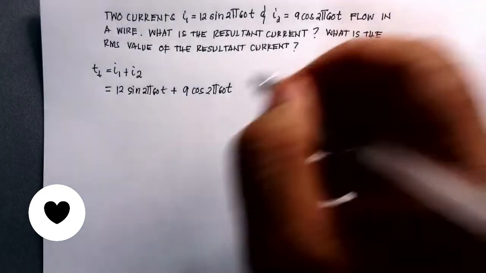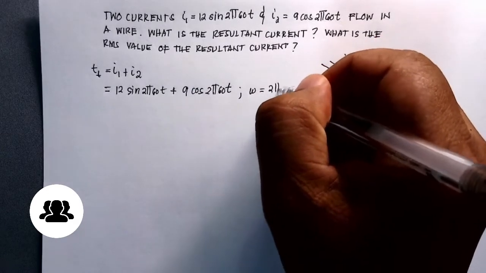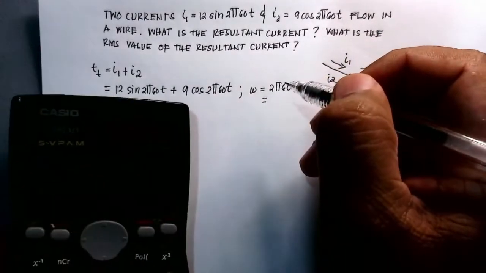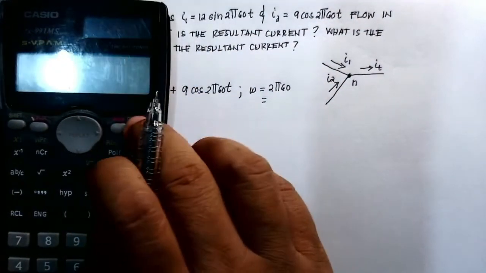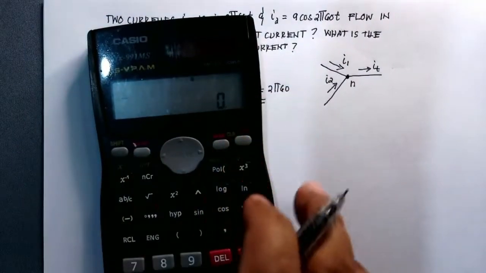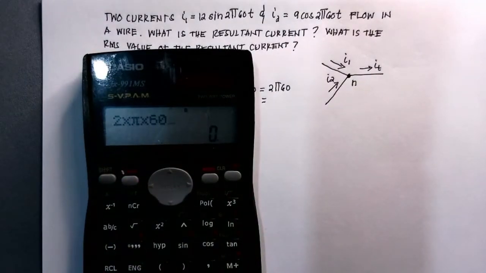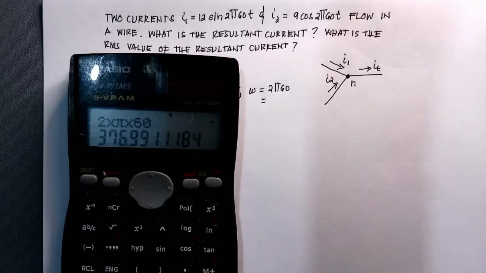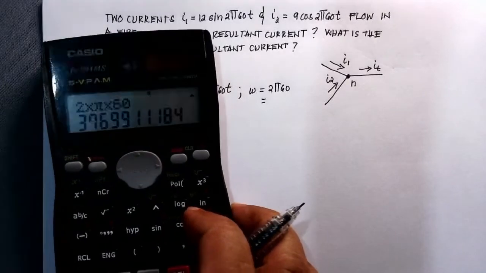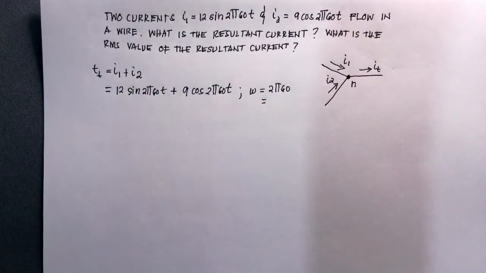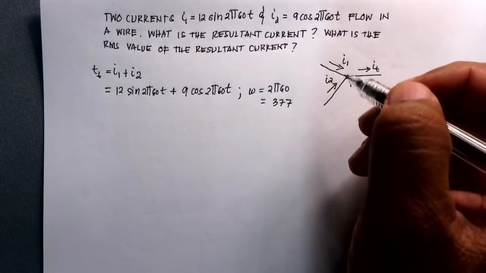Actually, our omega here is 2 pi 60. If you are going to use your calculator, what is the 2 pi 60? 2 times pi times 60 equals 376.99, or if we round it up, this is 377. That will be our omega.